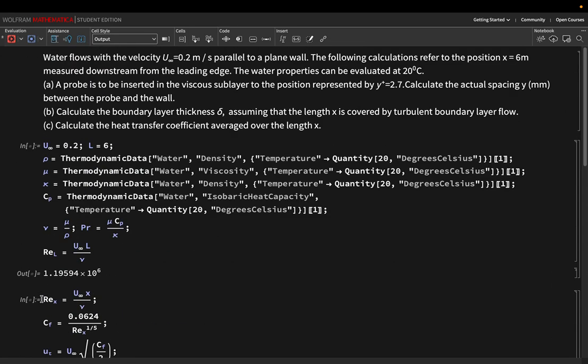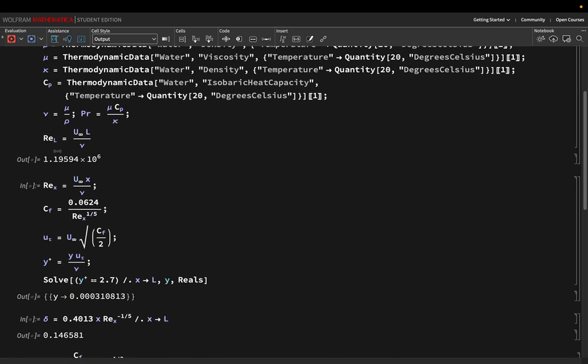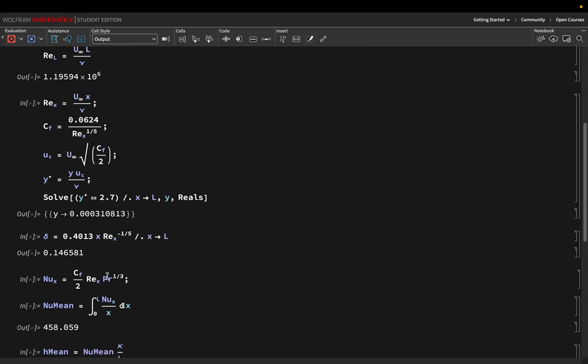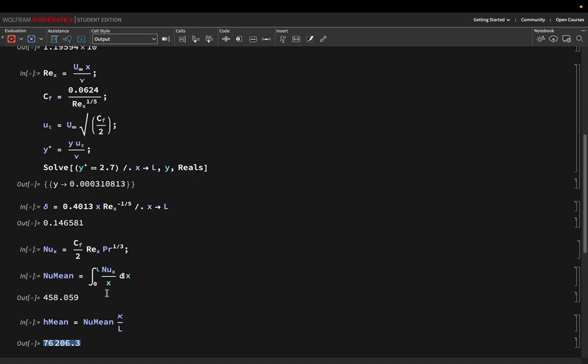To summarize, these are the only equations that we will require here. First, you will relate y plus as y times u tau by nu. For that, you need to know u tau. u tau is given by u infinity times square root of Cf by 2. Now, to get Cf, we will use a relation from the previous problem, in which the Reynolds number is given by this equation. With these equations, I will be able to solve for y. Once I have y, similarly, the equation for delta is also given, and for the Nusselt number, we can use the Colburn analogy that we described slightly before.